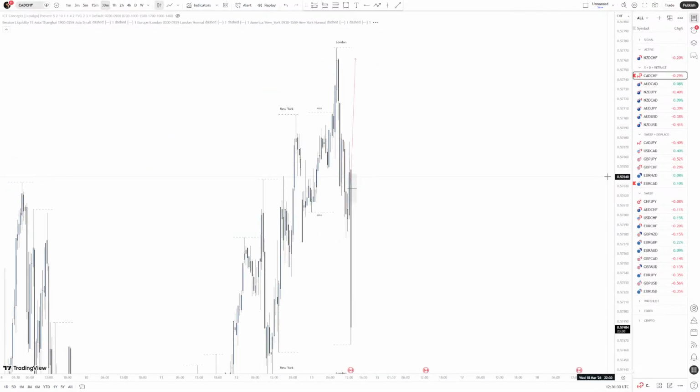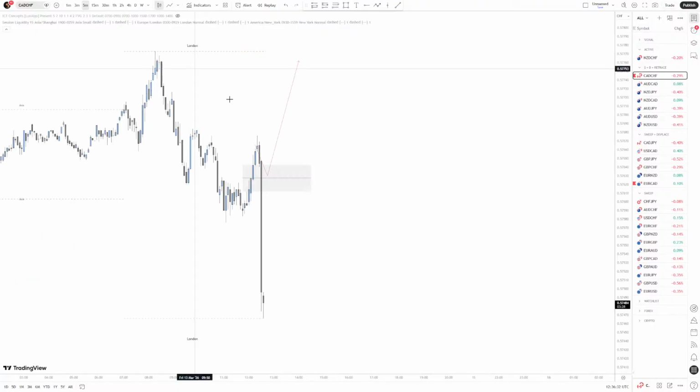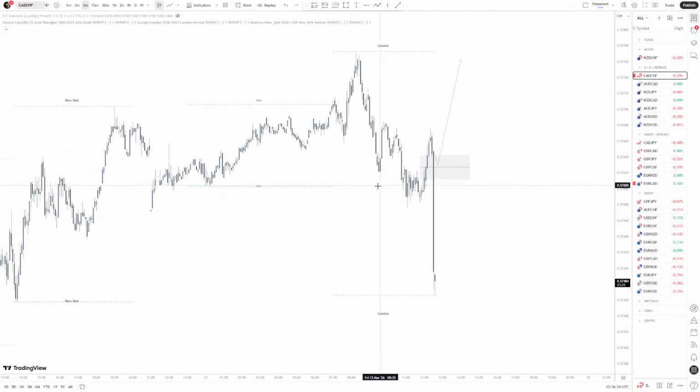So we were anticipating some of this. This is CAD: we had a sweep of the Asia highs first. Then we had a sweep of the Asia lows. When that happens, that's fuel for a big move.